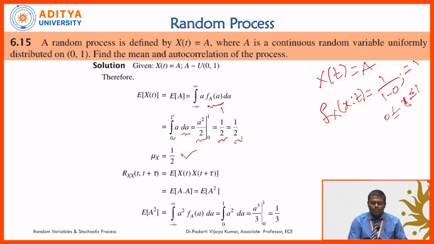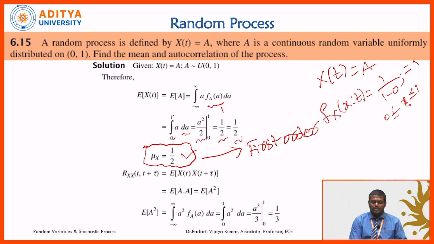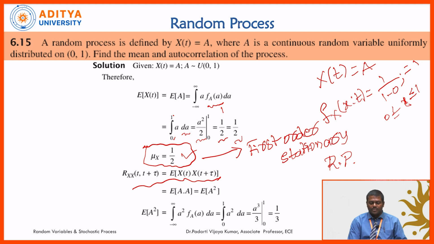So the mean value we got is a constant. I can say this is a first order stationary random process. Next, the autocorrelation function, expectation of x of t into x of t plus tau. x of t is A, x of t plus tau is A, so expectation of A square. We know f of A is nothing but 1 over the range 0 to 1, A square into 1, integration of A square is A cube by 3, which gives 1 by 3.